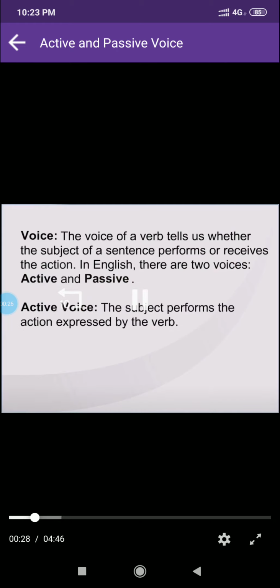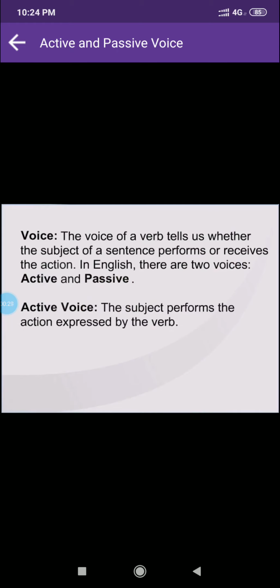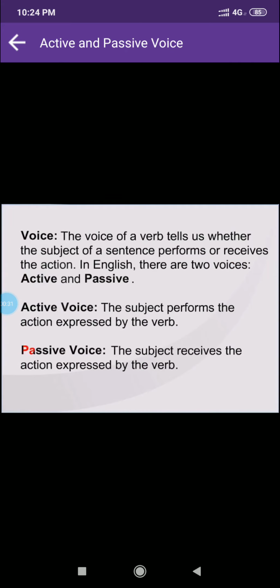In active voice, the subject performs the action expressed by the verb. In passive voice, the subject receives the action expressed by the verb.